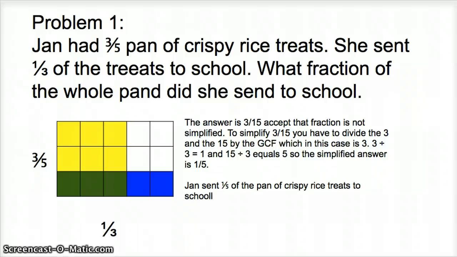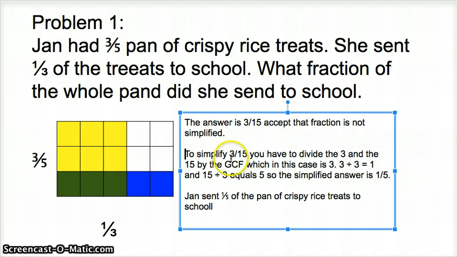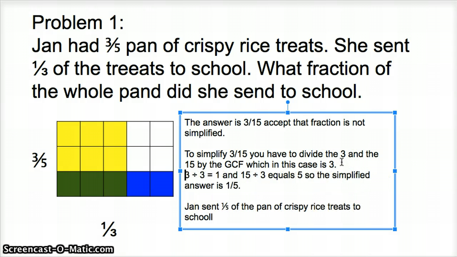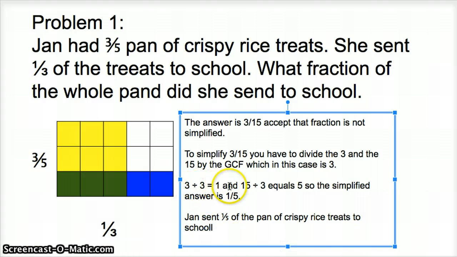This is the same as yesterday. The only difference is that they want you to simplify your fraction. The fractions you're going to come up with as answers are going to need to be simplified. Let's look at how to simplify 3/15. So I go back to what we've learned a long time ago. To simplify 3/15, you have to divide the 3 and the 15, the numerator and the denominator, by the GCF, the greatest common factor, which in this case is 3. So 3 divided by 3 is 1, and 15 divided by 3 equals 5, so the simplified answer is 1/5.